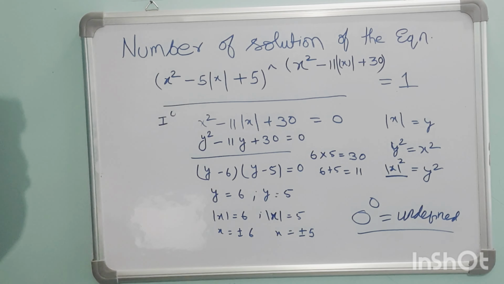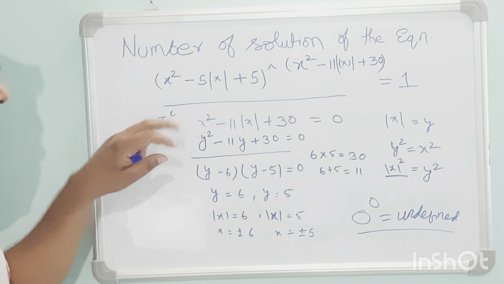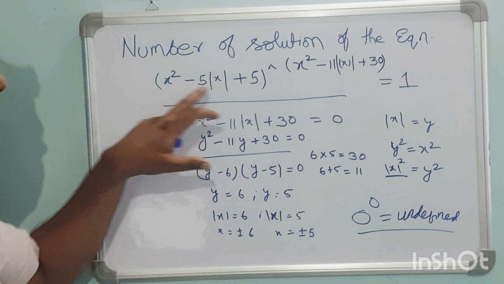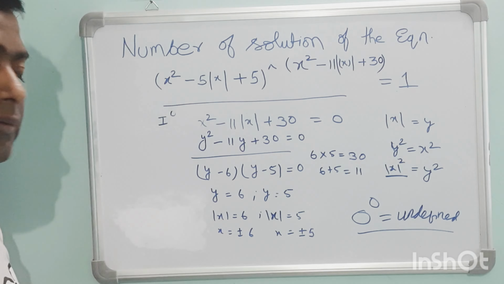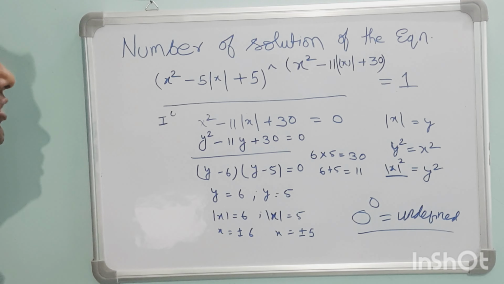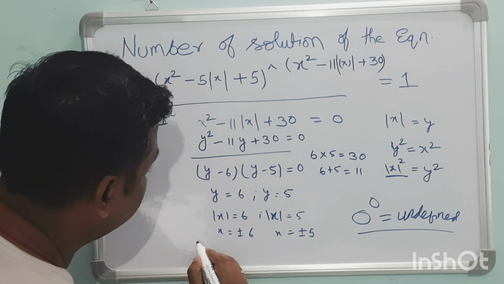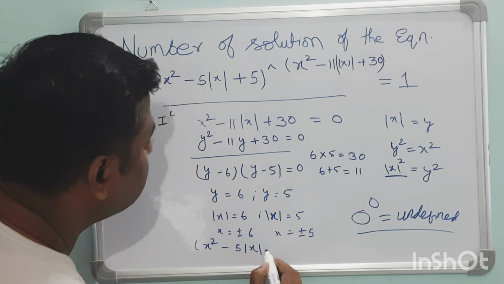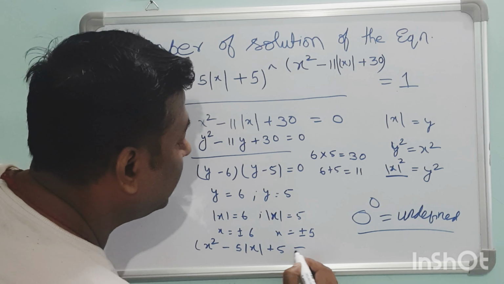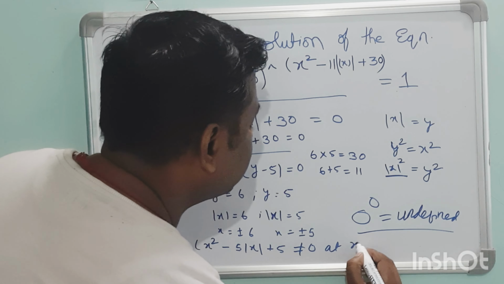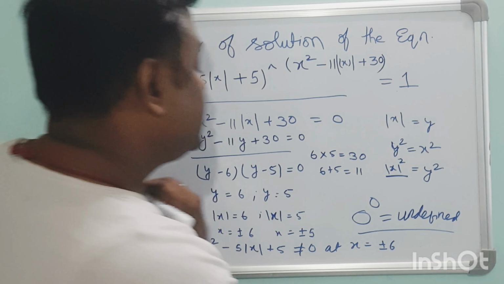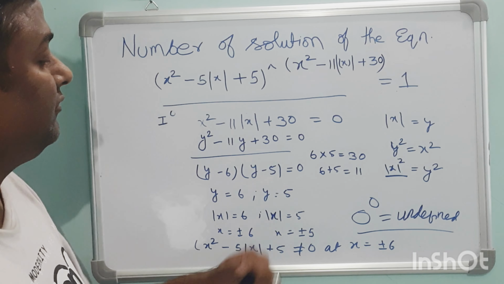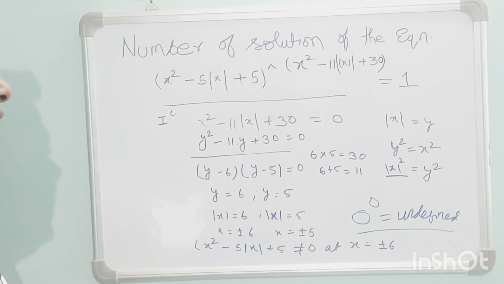So let us do it here. If I put 6, x square becomes 36 minus 30, that is plus 6, and plus 5, which comes to be a positive number. This is not equal to 0 at 6. So we can say that x square minus 5 mod x plus 5 is not equal to 0 at x equal to plus minus 6. We have checked it, so this is definitely one of the solutions. Now we have to check for 5 and minus 5 also.